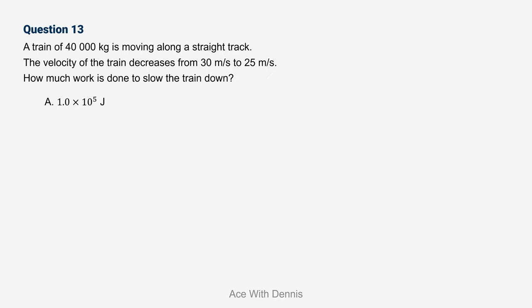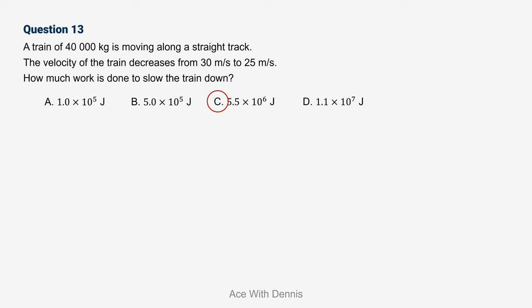A. 1.0 times 10 to the power 5 joules. B. 5.0 times 10 to the power 5 joules. C. 5.5 times 10 to the power 6 joules. Or D. 1.1 times 10 to the power 7 joules. The answer is C, 5.5 times 10 to the power 6 joules.